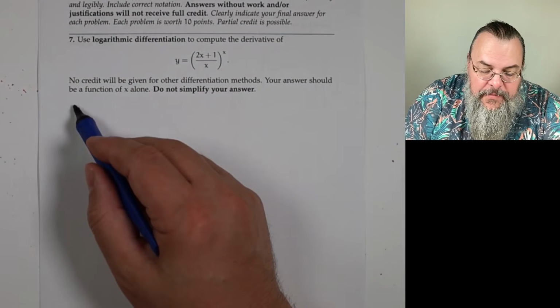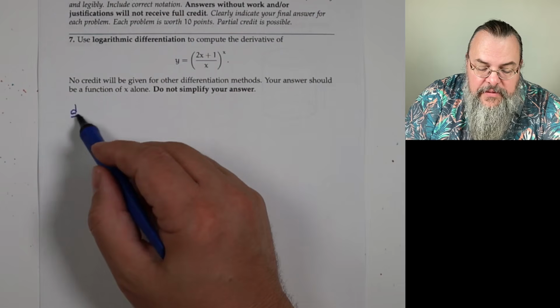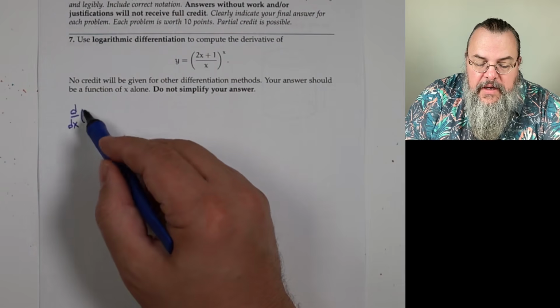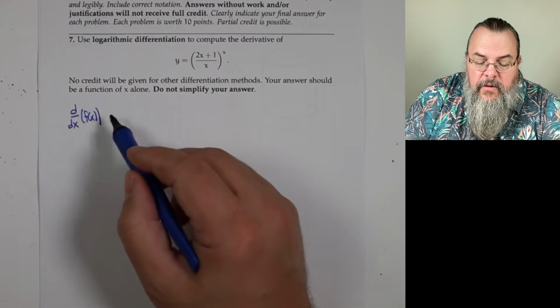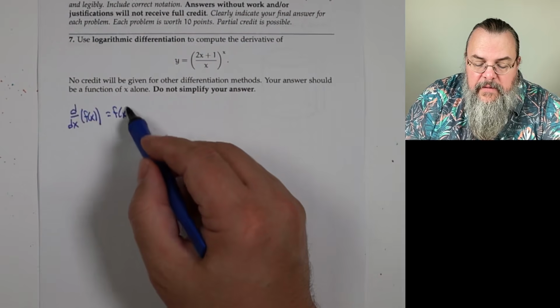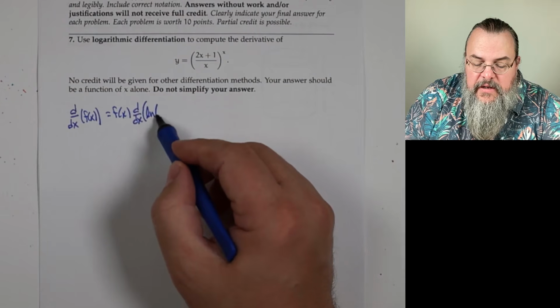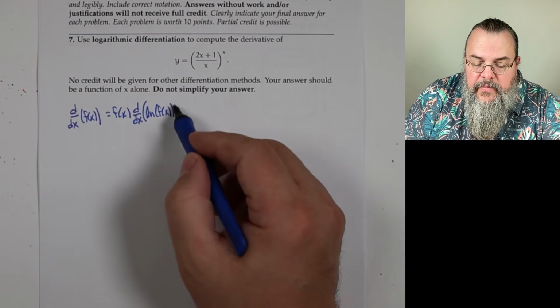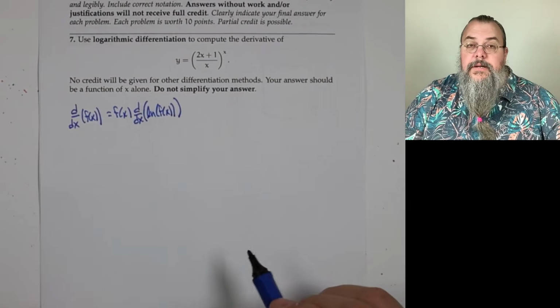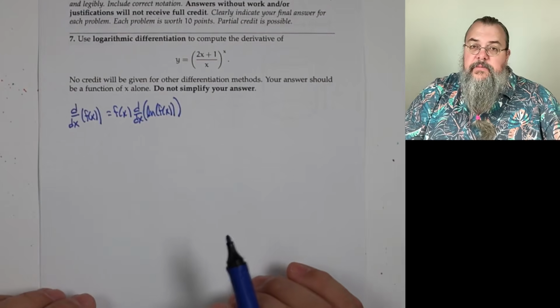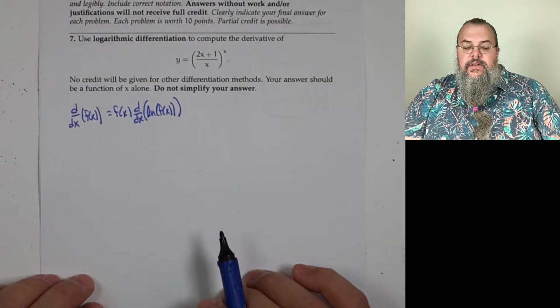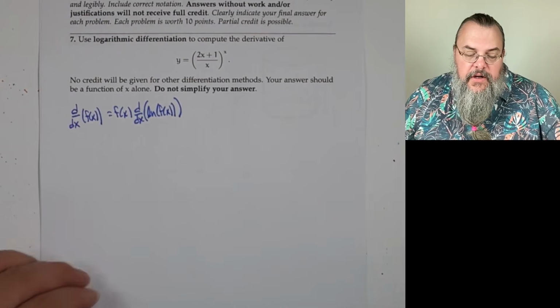Might as well use it. It says if you want to take the derivative of f of x, well, that's equal to f of x times the derivative of the natural log of f of x. You say, okay, all right. And it's not so hard to verify by chain rule. So, okay, that's the generic formula.